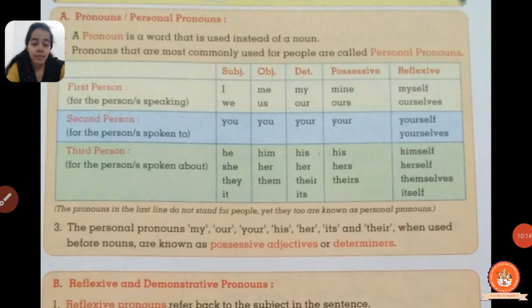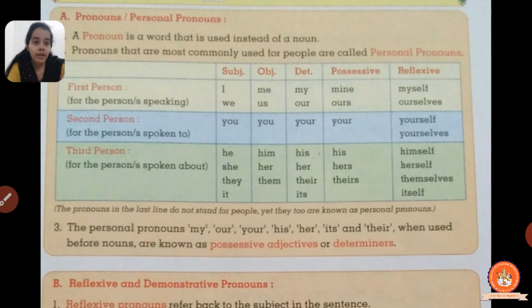So first person means the person who is speaking. Okay, who is second person? Second person means the person spoken to, the listener, the one you are speaking to. And third person is the person or persons spoken about. So third person means the persons about whom we are speaking.